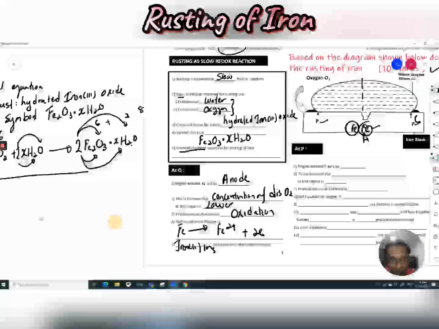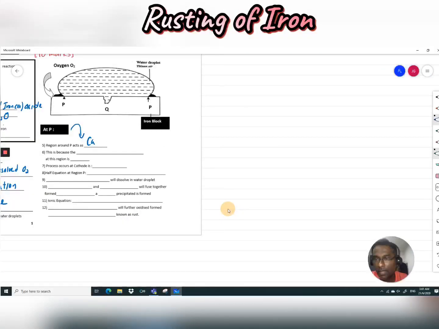So we move on to the next part. Region P will act as the cathode. Where is region P? Region P is here at the edge of the water droplet, and it will act as the cathode. Why does this region act as the cathode? Because the concentration of dissolved oxygen at this region is higher.